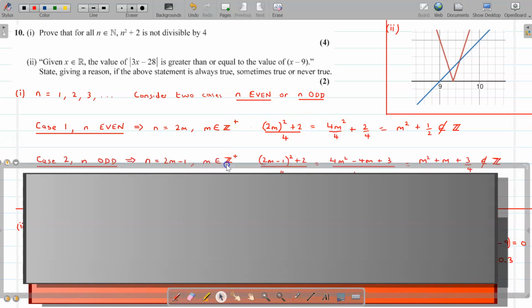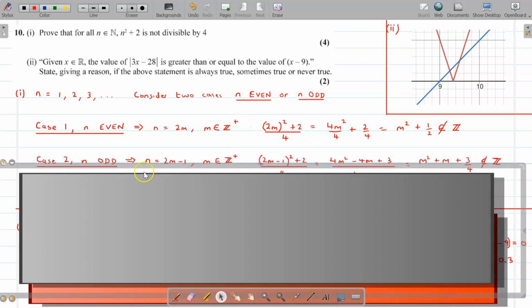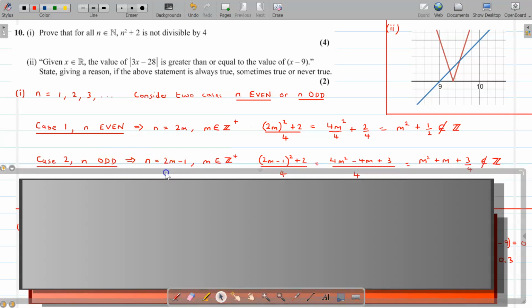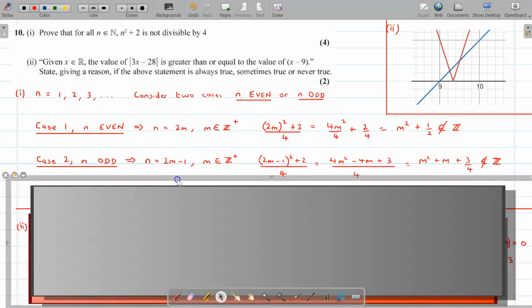In case 2, we're going to consider that n is in fact an odd number, and any odd number can be written in the form 2m minus 1. So m is any integer, double it and subtract 1, it's definitely odd. If we then square that, (2m minus 1) all squared, and then add 2 to it, we get 4m squared minus 4m plus 3.